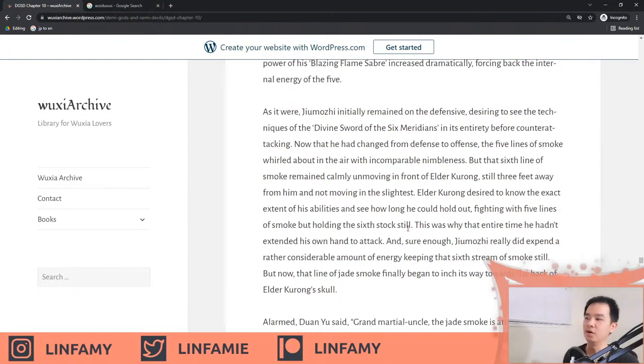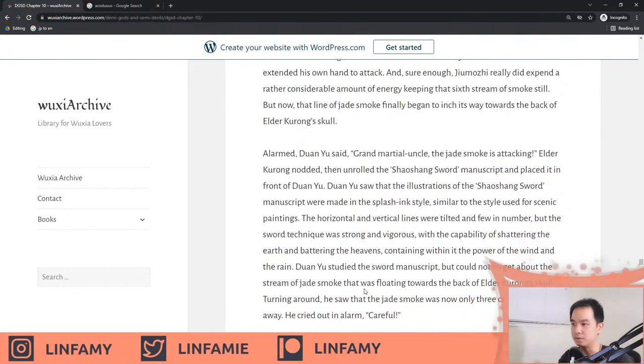Elder Ku Rong desired to know the exact extent of his abilities and see how long he could hold out, fighting with 5 lines of smoke, but holding the 6th stock still. This was why that entire time he hadn't extended his own hand to attack. And sure enough, Jiu Mozi really did expend a rather considerable amount of energy, keeping that 6th stream of smoke still. But now that line of jade smoke finally began to inch its way towards the back of Elder Ku Rong's skull.